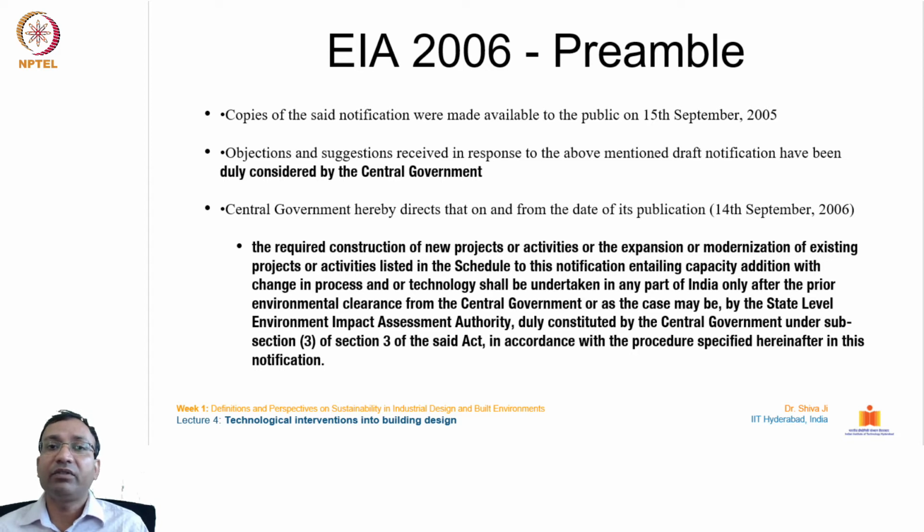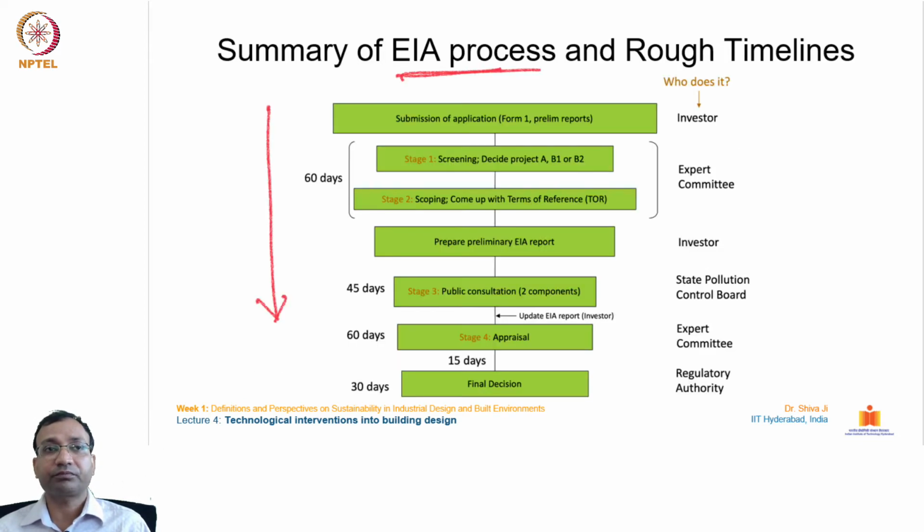So this preamble clearly makes its point here: any developmental activity proposed in any corner of India, in any state of India, has to undergo clearance from this environmental assessment authority and get its approval. Only after obtaining that approval can they go ahead with the execution of that proposal. And if need be, there may be some corrections and edits needed, which must be carried out before going ahead with that development activity.